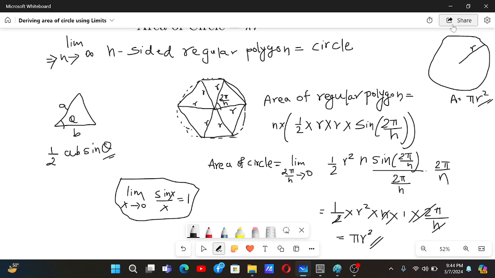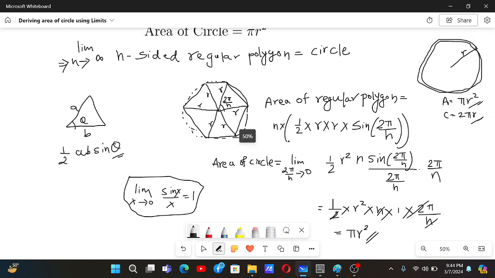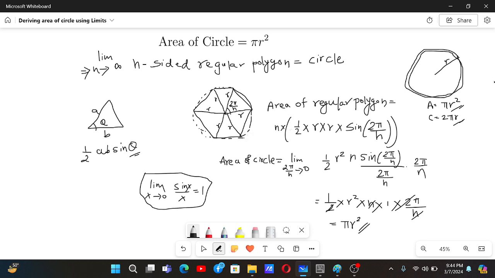Now if we want to find the circumference, we know that with a small change in radius, the small change in area will be the circumference itself. Basically with this dr, the change in area will just be the circumference. So to find the circumference formula, we can just differentiate the area. That gives us 2 pi r. So this is how we can use the tools of calculus to find both the area and circumference of a circle.